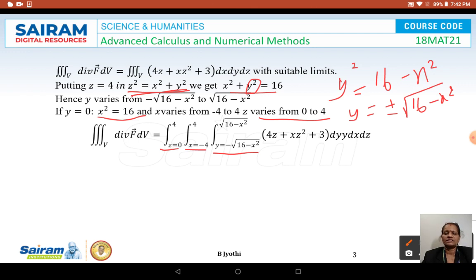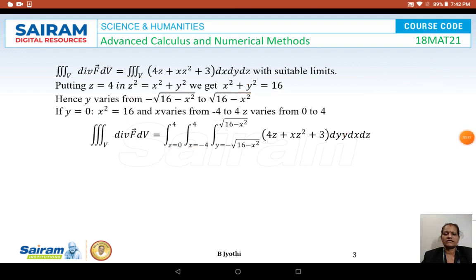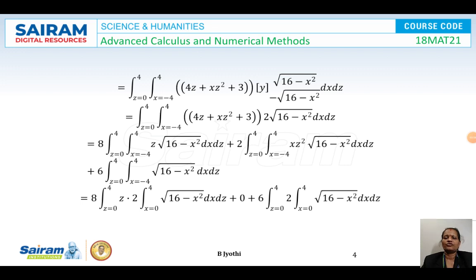In the same order we need to write, first it is dy, then dx, then at last dz. Therefore, it has to be integrated in the same order that we have written here. So, let us integrate it. Then we get 4z plus xz squared plus 3, and y varies between minus root of 16 minus x squared to plus root of 16 minus x squared.